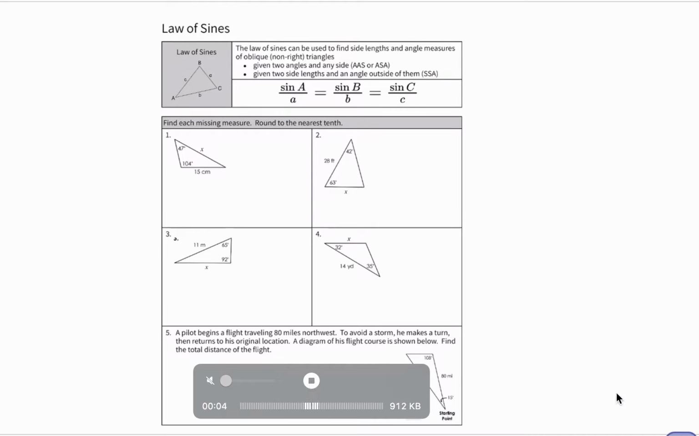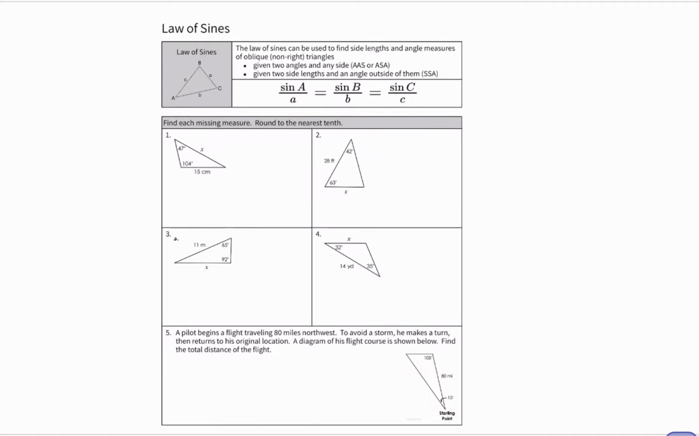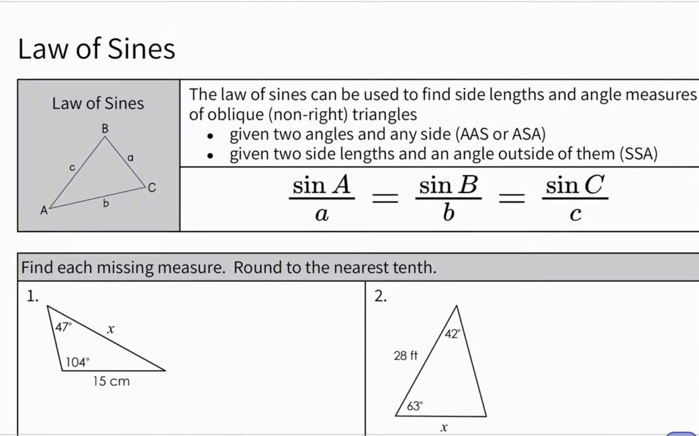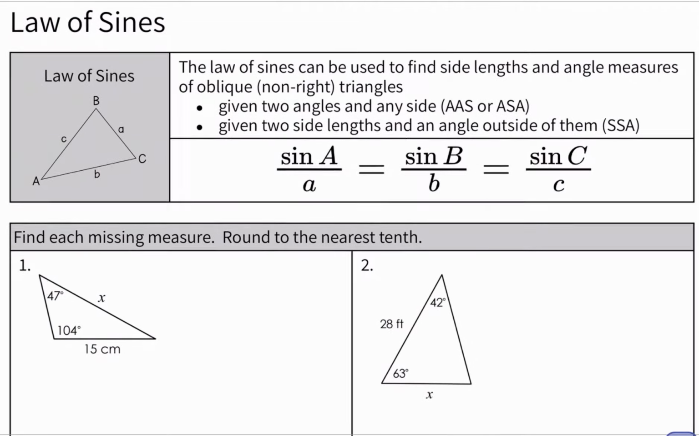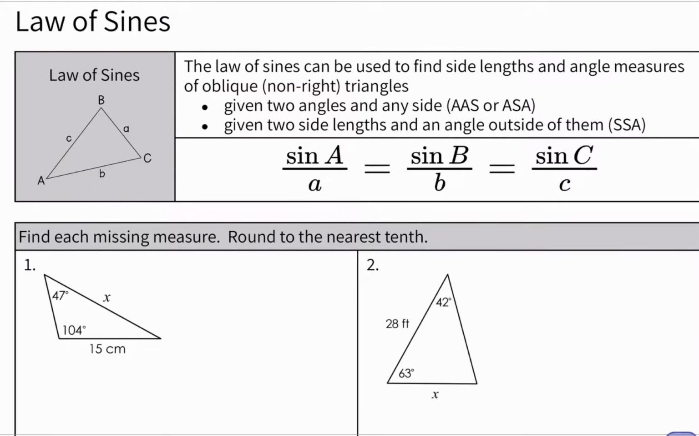Hello everyone. Today we are going to start Unit 9, which is titled Additional Trigonometry Topics. So we still have a few things over trig that we need to cover. The first thing that we're going to cover today is called the law of sines, as you can see here. And the law of sines is actually really cool. So you can use this law to find side lengths and angle measures of oblique, which means non-right triangles.